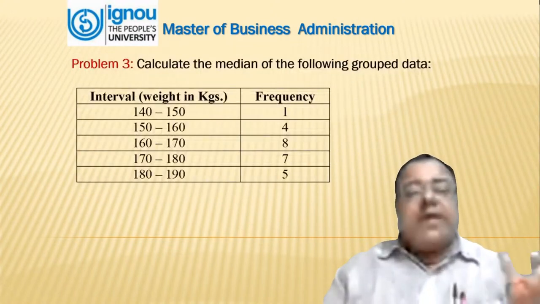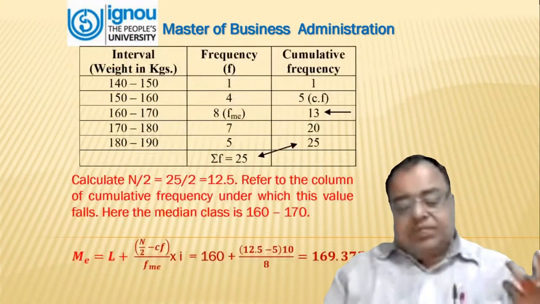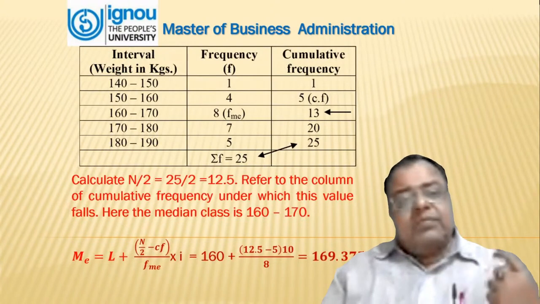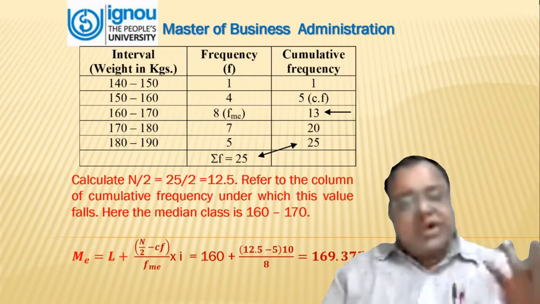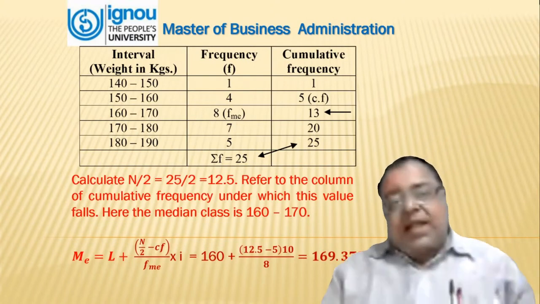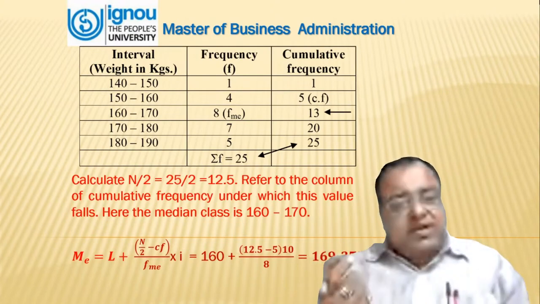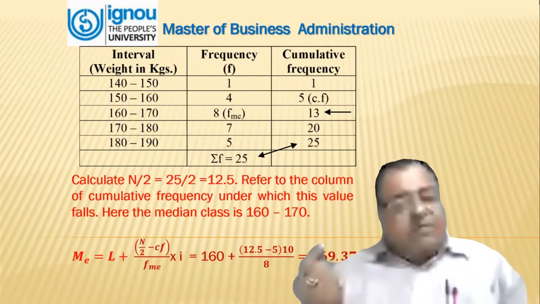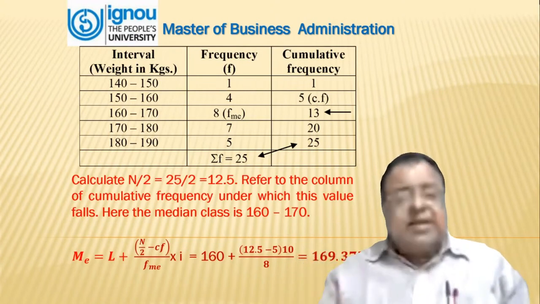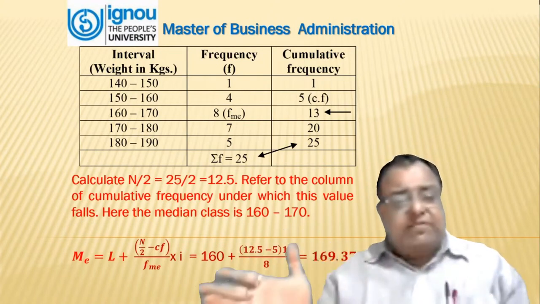Now, we have to calculate the median of the following grouped data. For median, we have to calculate cumulative frequency. Now the question is how cumulative frequency is calculated. The column consisting of the numbers starts with 1. In front of 1, we will be writing 1. For finding the succeeding cumulative frequency, we will be adding the numbers. We will be adding 1 plus 4, we get 5.